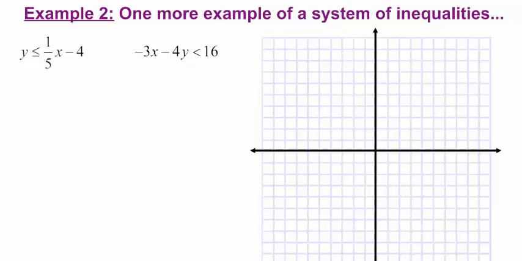Now let's try one more example of a system of inequalities. We have the inequality y is less than or equal to 1/5 x minus 4, and the inequality -3x minus 4y is less than 16. So we have one inequality that's in slope-intercept form, one inequality that we're going to have to convert to slope-intercept form before we can graph it.